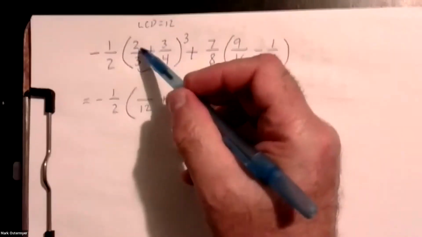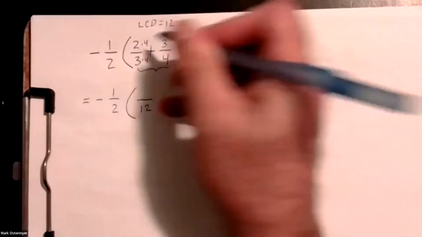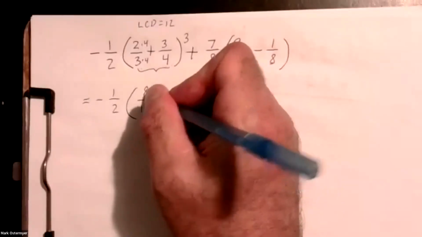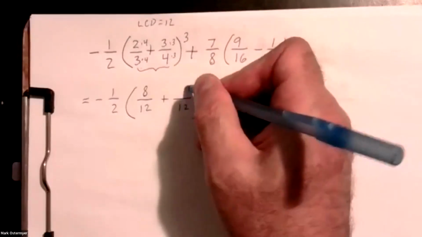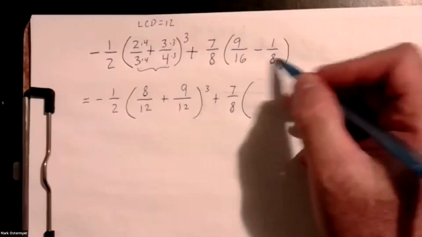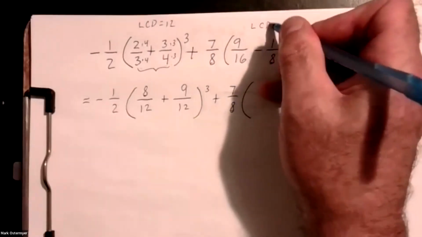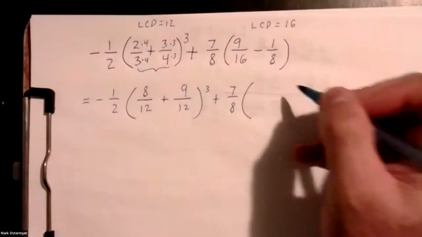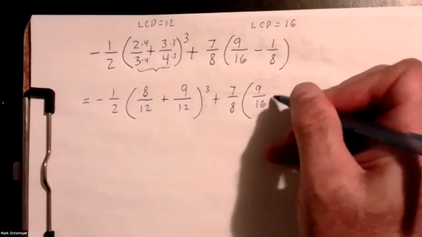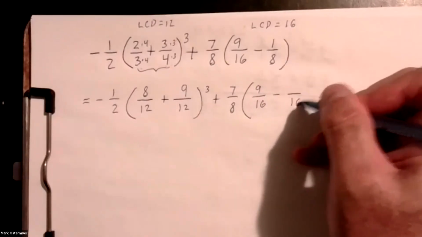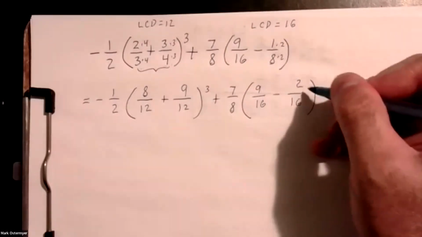So what do I multiply 2/3 by to build it up to something over 12? By 4 over 4. So 2/3 becomes 8/12. 3/4 must get multiplied by 3 over 3 to build it up to an equivalent fraction of 9/12. I'm going to do the same thing here. I have to subtract some fractions. I need a common denominator of 8 and 16, which is 16. 9/16 already has the least common denominator, so just bring it down. 1/8 must be built up by multiplying it by 2 over 2 to get 2/16.